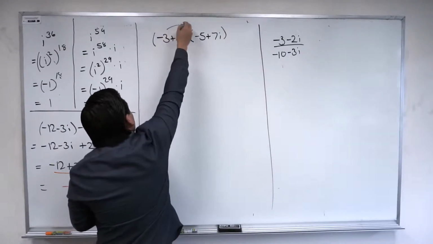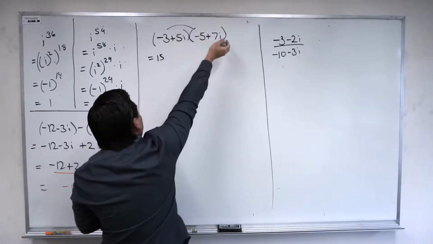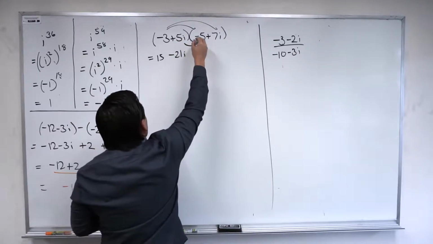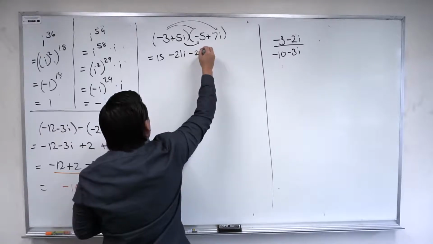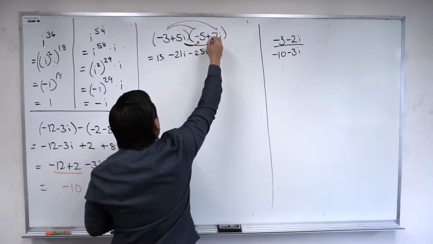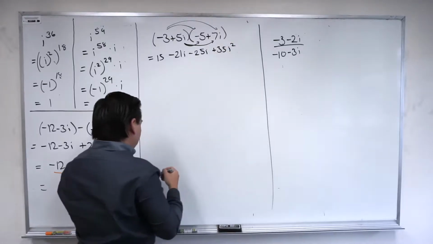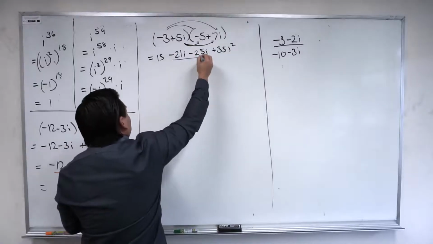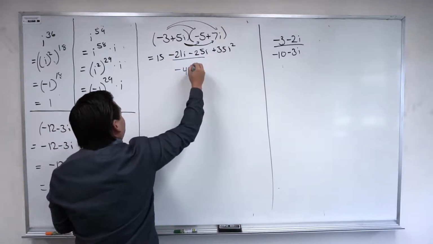So the first one here is 15. The second one is negative 21i. That one is going to be minus 25i. And then lastly, plus 35i squared. Combine the like terms to get minus 46i.